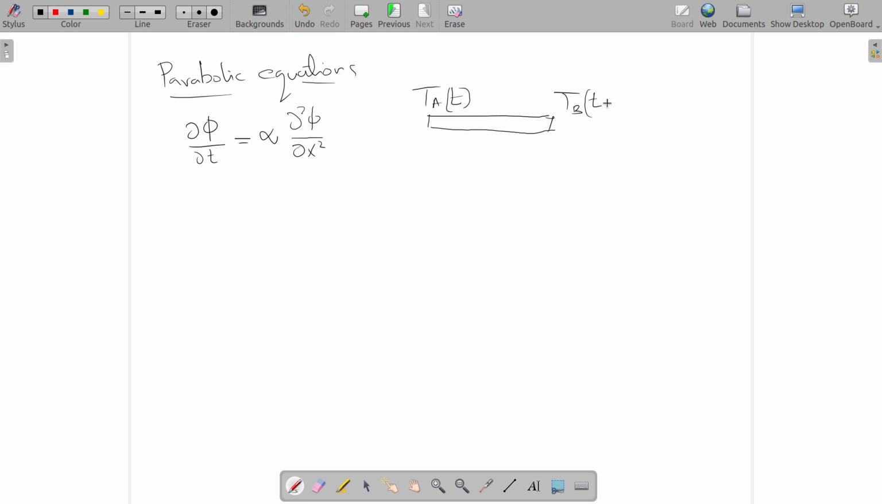This part may also depend on the time, and there can be several cases. So that will be an example of a parabolic equation. The next class of equations are called hyperbolic equations.